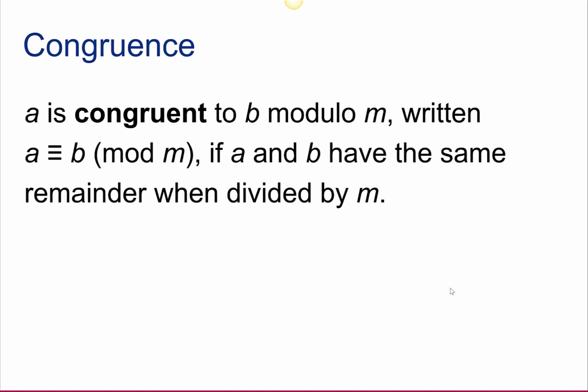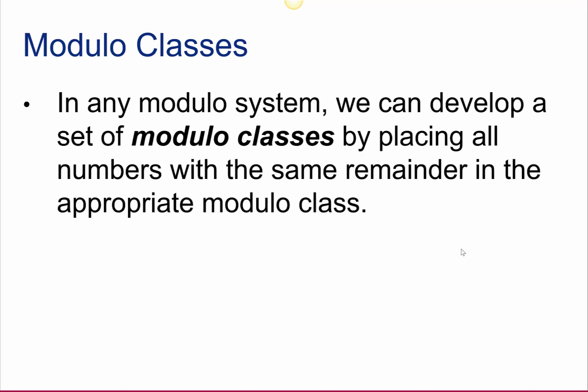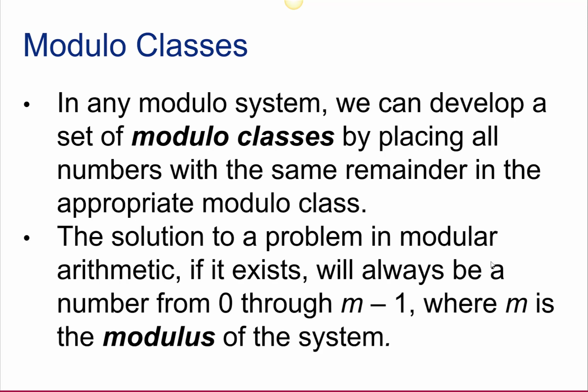Congruence. A is congruent to B in the modulo M system, which is written like this: A, with a symbol that looks like an equal sign with an extra little horizontal line over it, B modulo M, if A and B have the same remainder when they're divided by the modulus value of M. In any modular system, we can develop a set of classes by placing all the numbers with the same remainder in the appropriate modulo class. The solution to a problem in modular arithmetic, if it exists, will always be a number from 0 through M-1, where M is the modulus of the system.